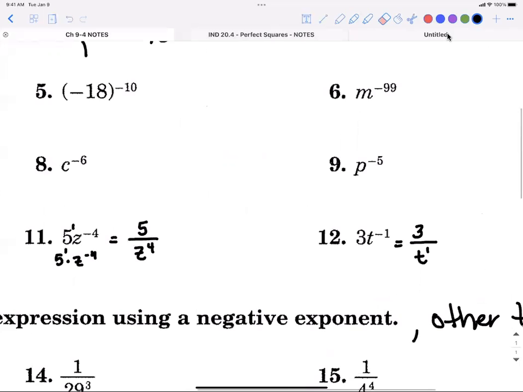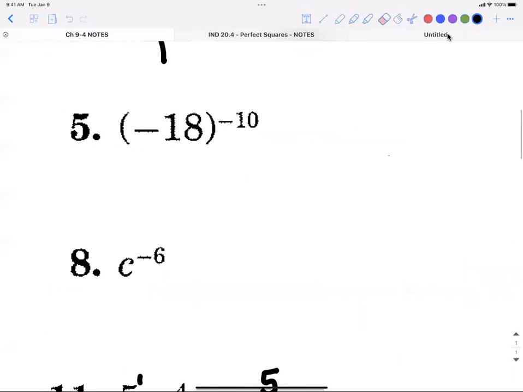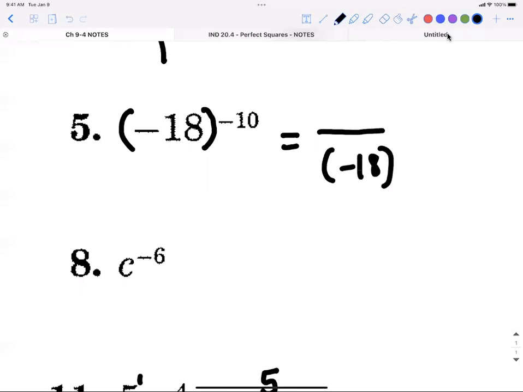What if your base is a negative? Okay, we talked about this last week. If your base is a negative, okay, keep the parentheses around it, pull the whole thing down. So I'm going to keep the parentheses, pull the whole thing down, and just drop the negative on the exponent. And that's really important. You drop the negative on the exponent when you bring it to the other part of the fraction. Notice I do not drop the negative that's part of my base. Okay.